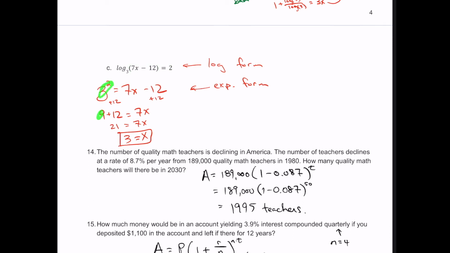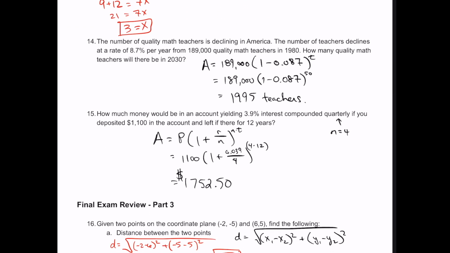3 squared is 9. That's easy. We add 12 to both sides to get rid of that negative 12, and then just divide by 7. X equals 3 is the answer. We are really close to being done here.